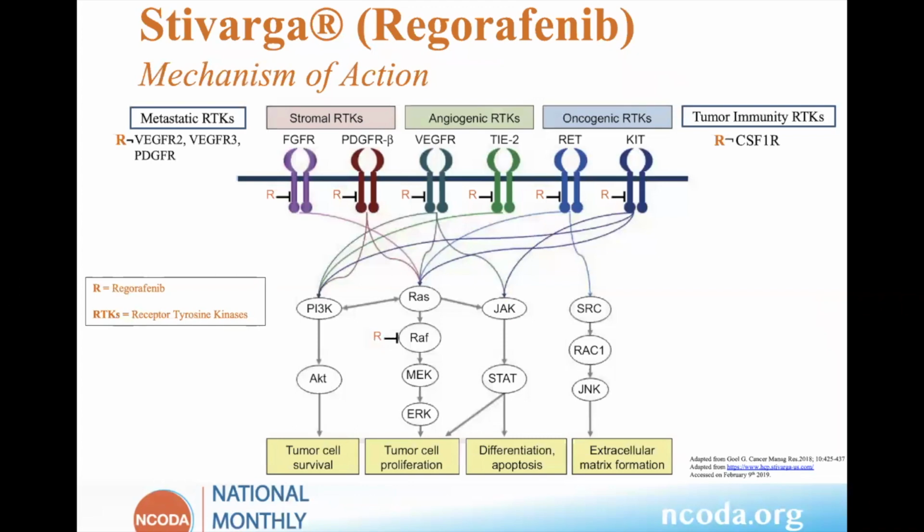And lastly, it has been shown to disrupt tumor immunity by inhibiting colony-stimulating factor 1, which is involved in macrophage proliferation. The bottom line here is that it hits upon many different mechanisms to prevent tumor growth and metastases. And from this slide, you can truly see that Stivarga is a novel TKI, hitting upon so many receptors in multiple signaling pathways, which again leads us to its anti-tumor effects. Next slide, Stephen.